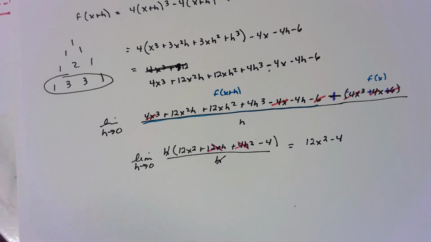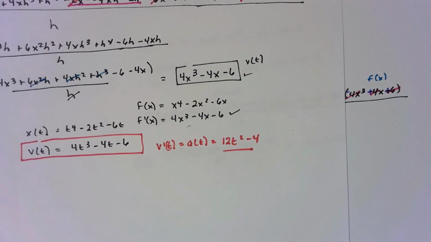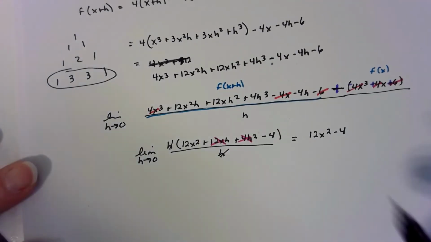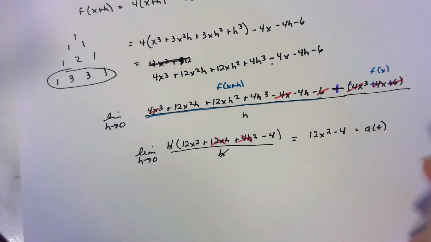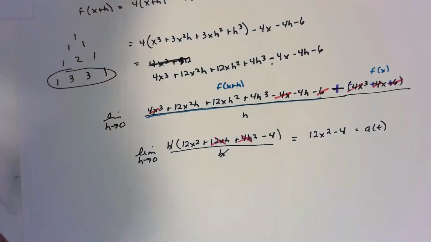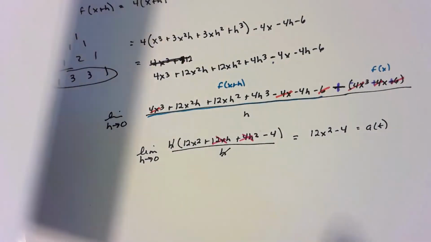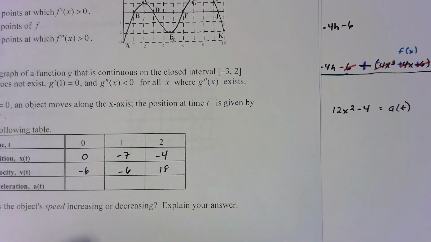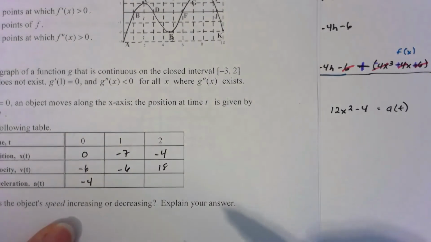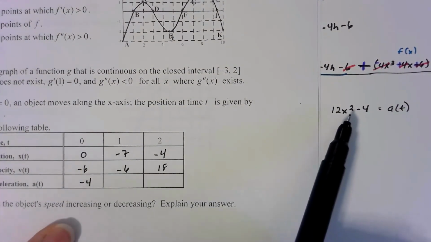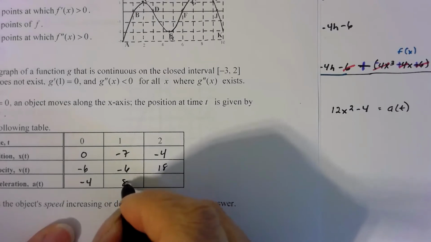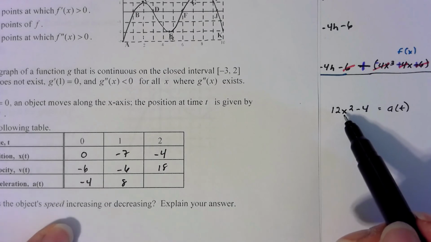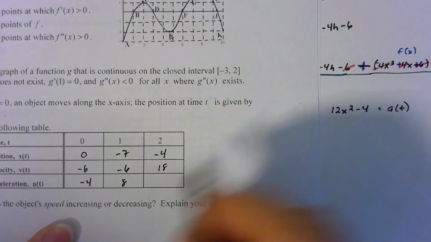Okay, and that's what we had gotten on the other page, 12t squared minus 4, when we took the derivative using the power rule. So anyway, this is my acceleration. And now that I have that function, I can answer the questions in the acceleration row. There's acceleration. So if I plug a 0 in, my acceleration is negative 4. The acceleration at time equals 1 is going to be 12 minus 4, which is 8. And if I plug a 2 in, I'm going to have 48 minus 4 is 40? No, 44.